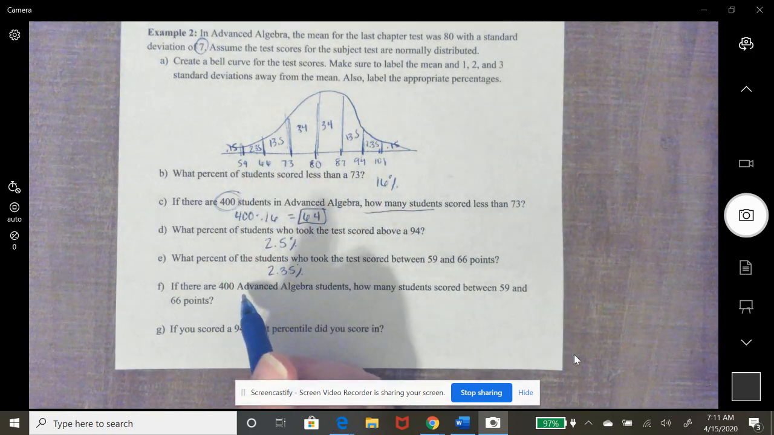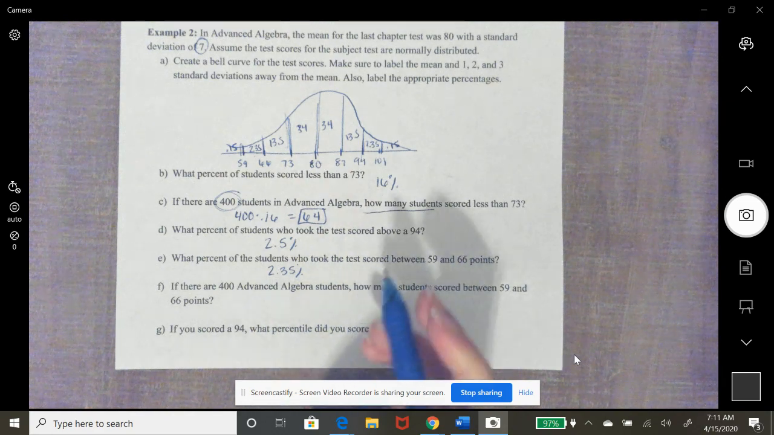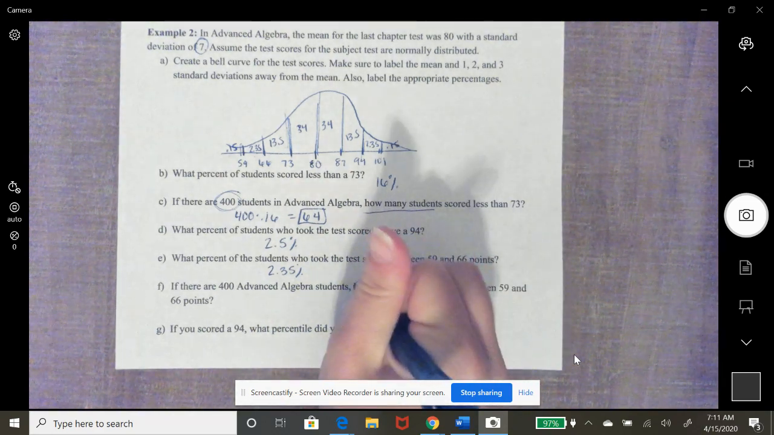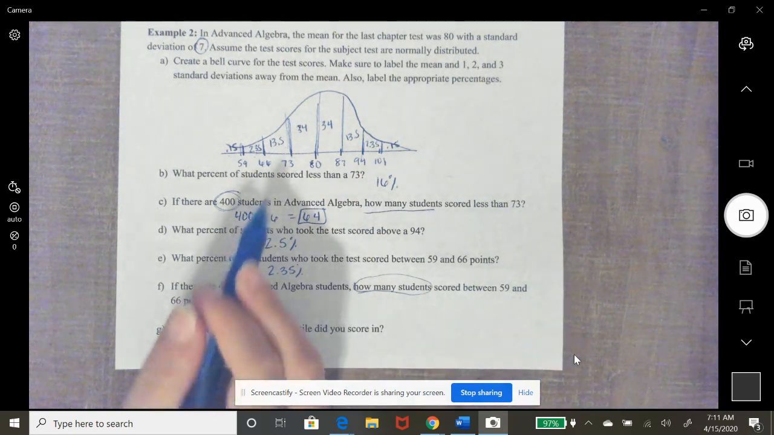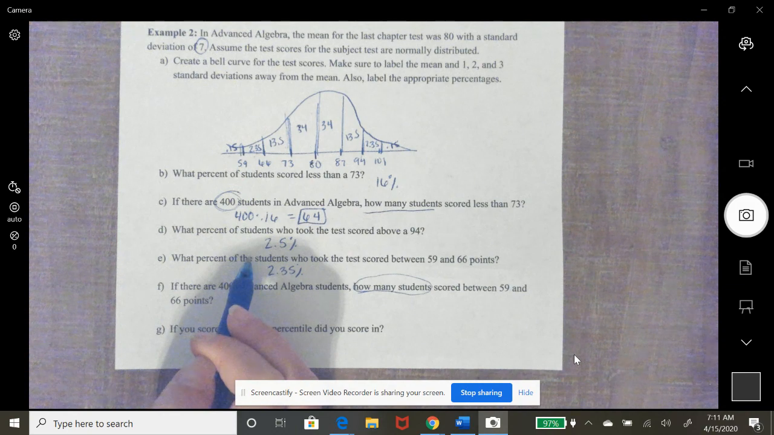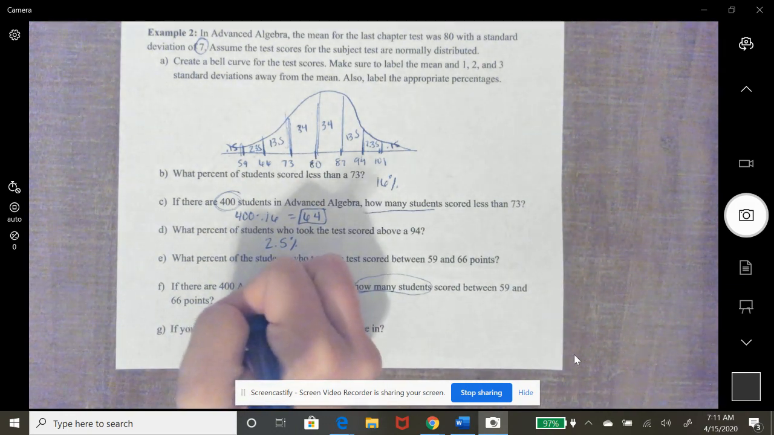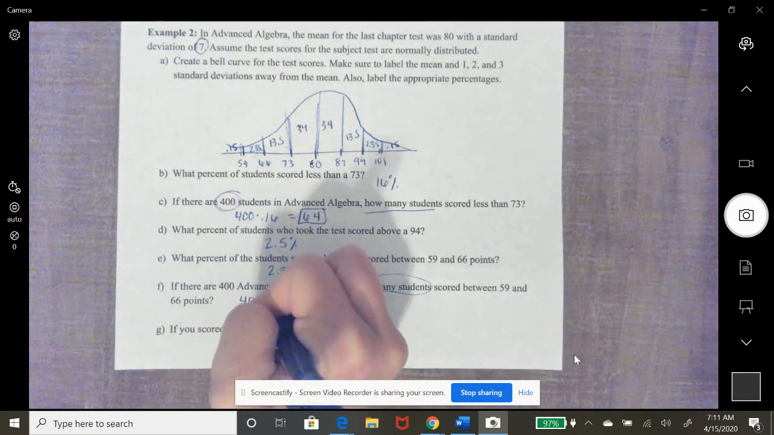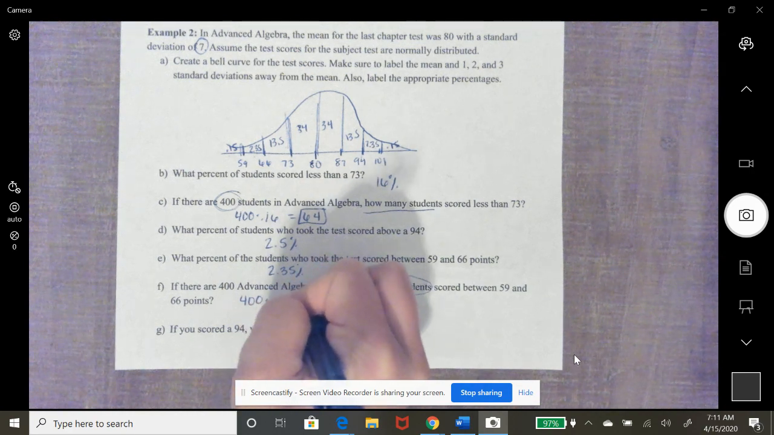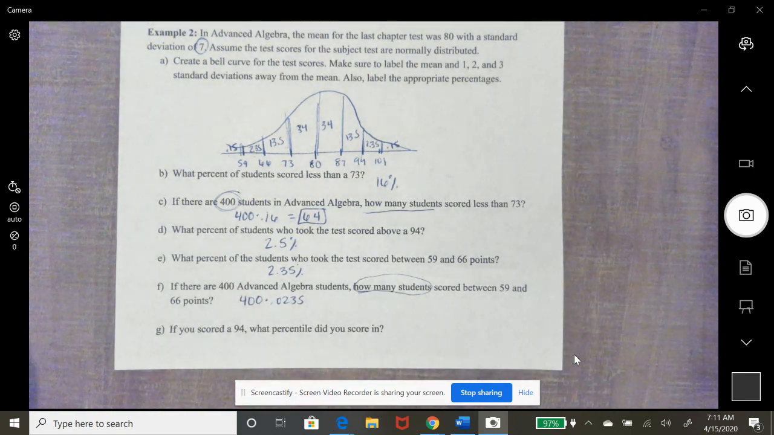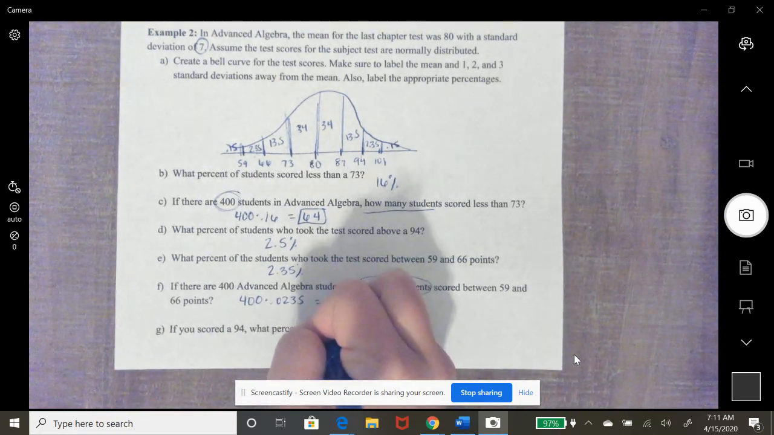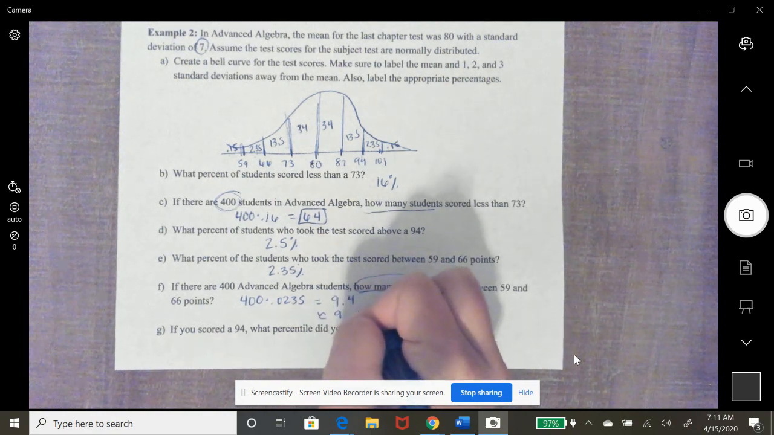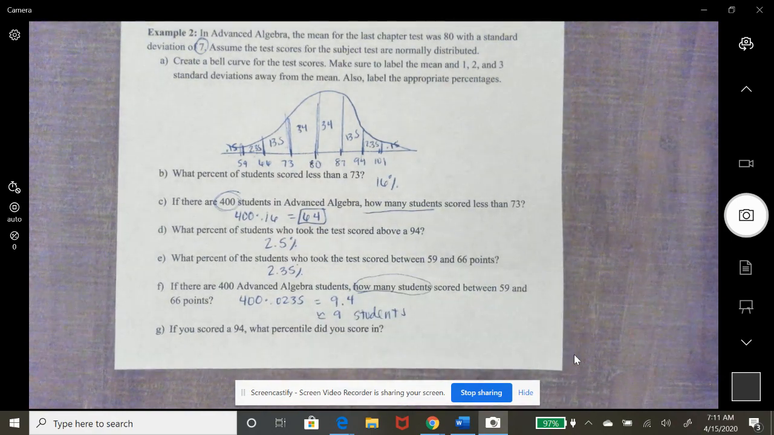All right, if there are 400 advanced algebra students, how many students scored between 59 and 66 points? So we already have the percent was the 2.35. So now we need to multiply. So 400 times 0.0235, changing that to a decimal. And we get 9.4, or about 9 students. So we're using these to estimate.